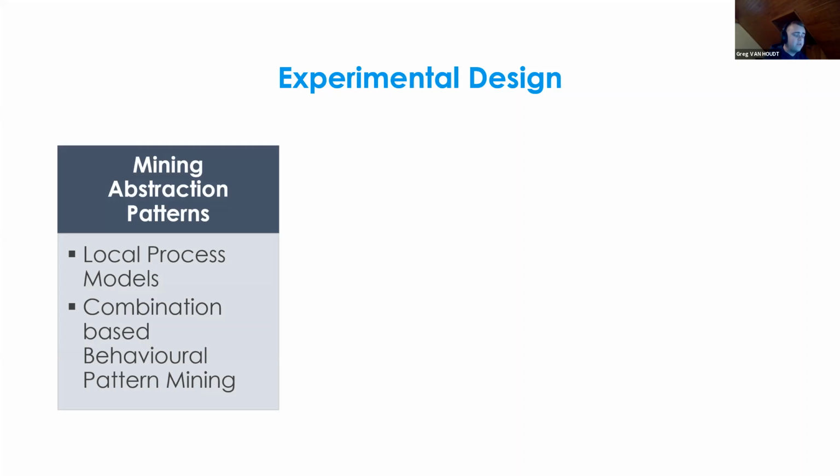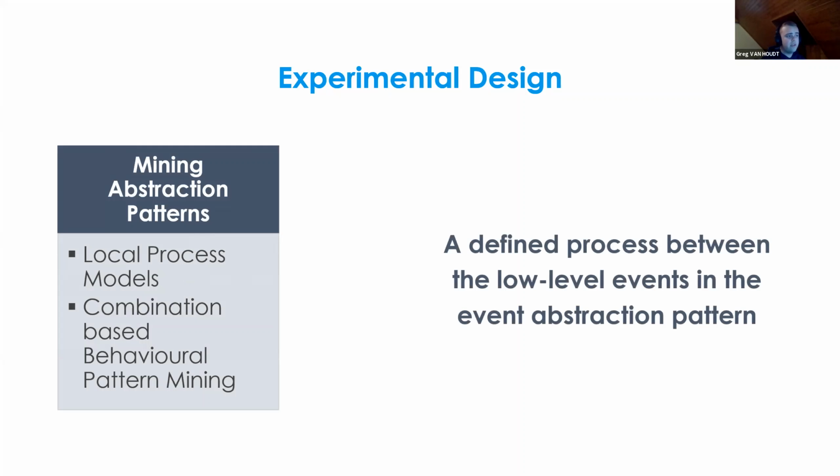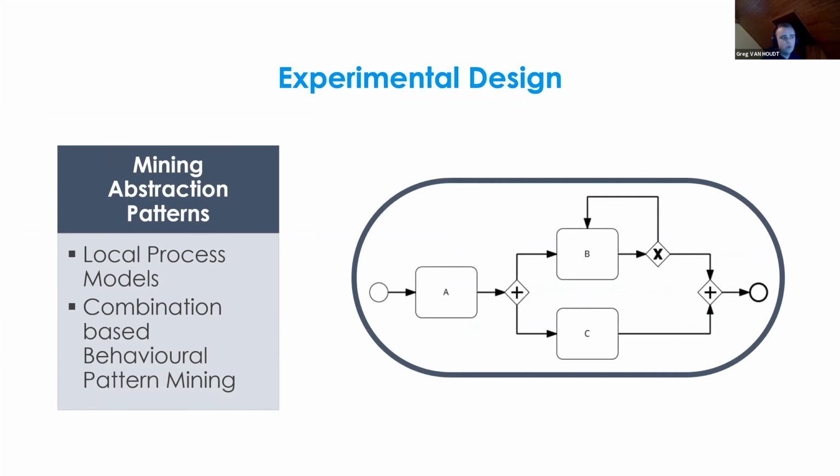Now, why have we limited ourselves to these 2 techniques? A very simple reason, actually, because they define a process between the low-level events in the event abstraction pattern. It might seem odd that I say that they define a process, but that's actually what I mean with this process map of the pattern itself. Instead of just saying, like event clustering techniques often do, A, B, and C belong together, these 2 techniques also tell us how they belong together. A is followed by B and C in parallel, and B can be looped, for example.